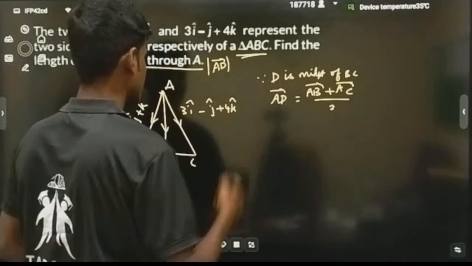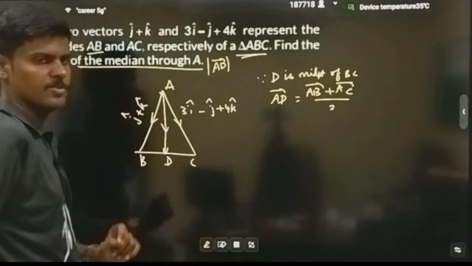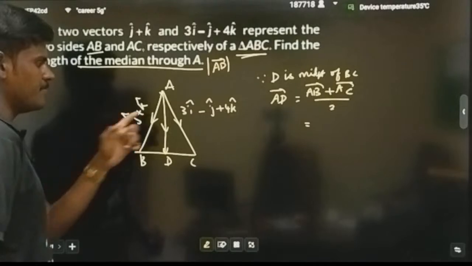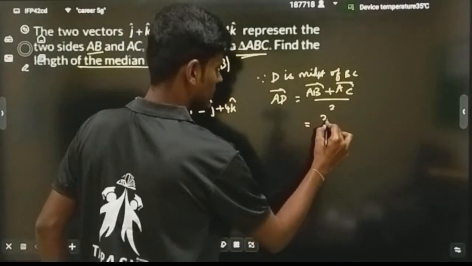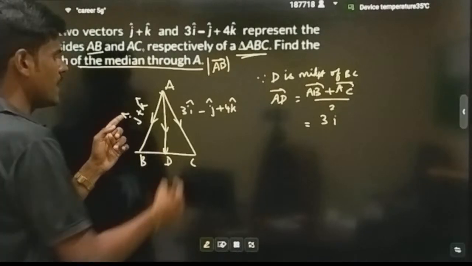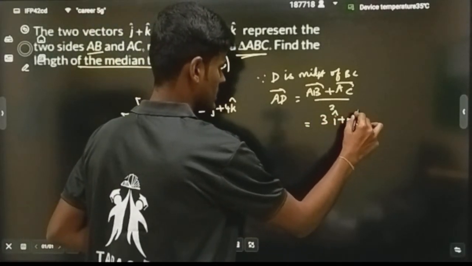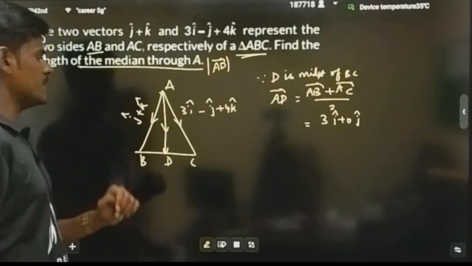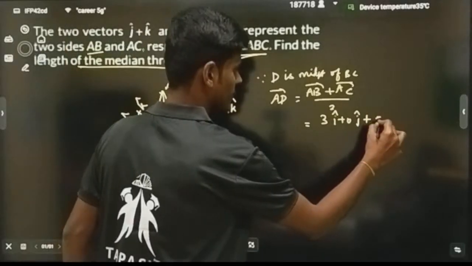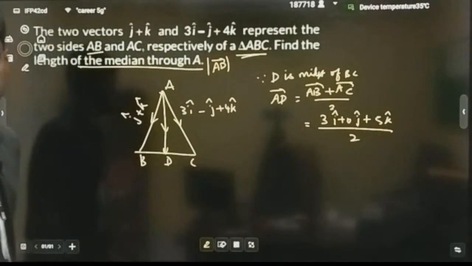And what is AB vector? AB vector is given by this, and AC vector is also given, divided by 2. Which is nothing but 0i cap plus 3i cap, 3i cap, then j cap minus j cap, 0 j cap, next plus 1 k cap plus 4 k cap, that is plus 5 k cap, divided by 2.